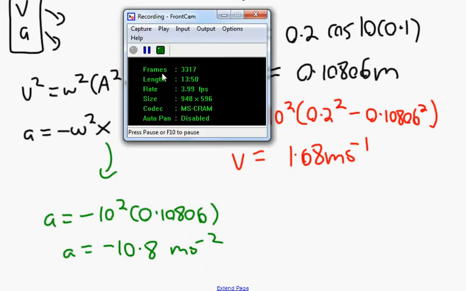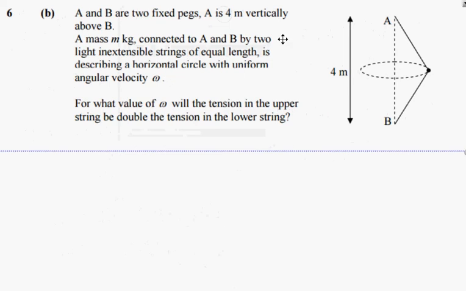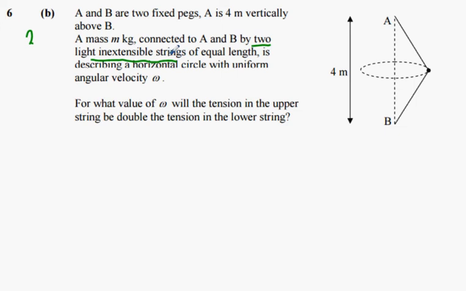So, now, A and B are two fixed pegs. A is 4 meters vertically above B, and a mass m kilograms is connected to A and B by two strings. Keyword, two strings. What does two strings mean? Shared tension or different tensions? Different tensions. For what value of omega would the tension of the upper string be double that of the lower string? Okay, so I was right.